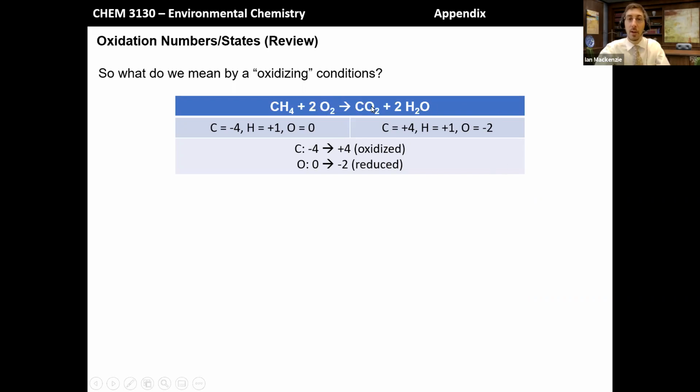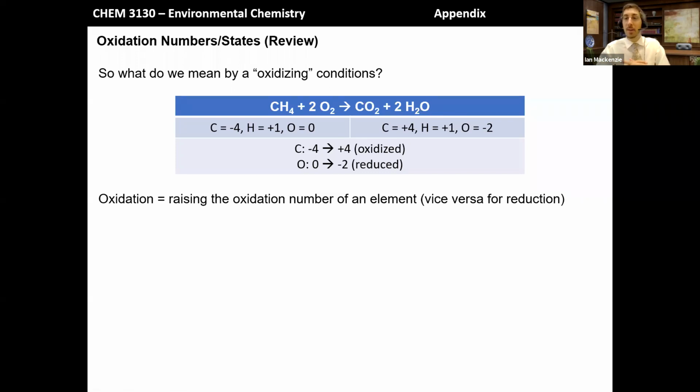On the product side, however, in CO2, oxygen is -2, according to rule number 5, and carbon must therefore be +4 in order to satisfy rule number 1. And hydrogen is still +1, oxygen is -2, so that works out fine in water. What we notice if we look at the change in oxidation states is that carbon went from -4 to +4, which means that it must have lost electrons. It goes from a minus charge all the way up to a plus charge in terms of its oxidation number. So it got oxidized. Oxygen, however, went from 0 to -2, so it got reduced.